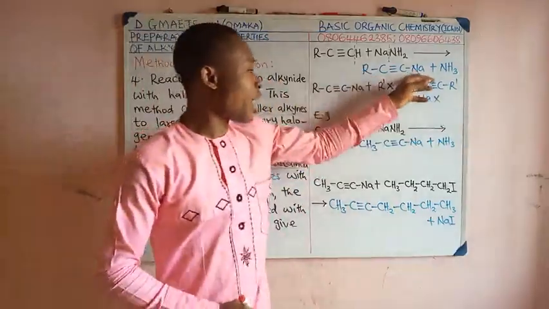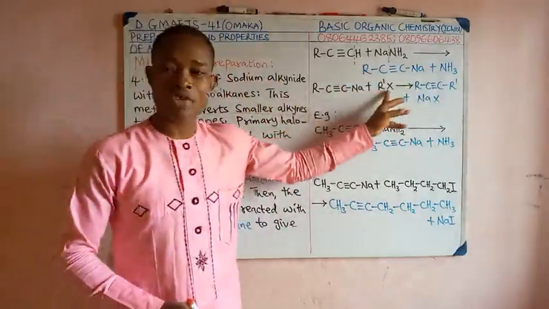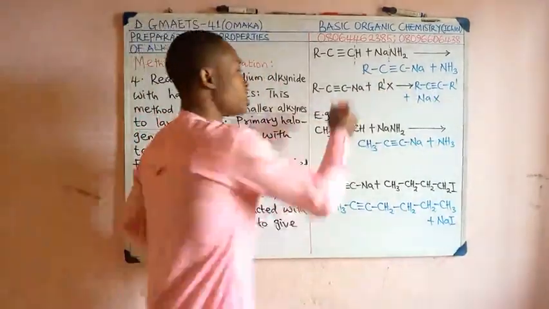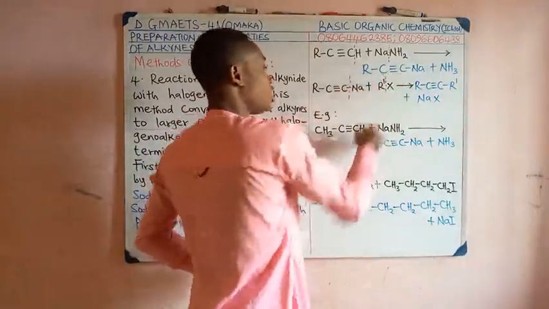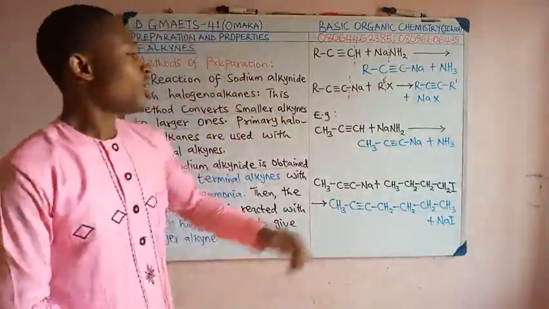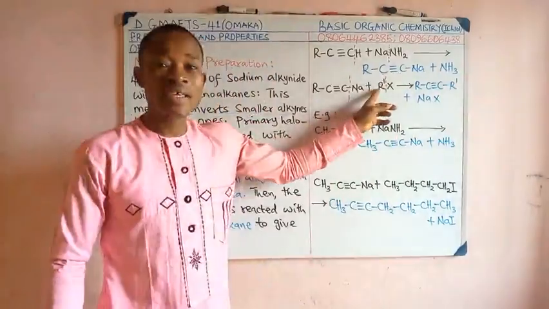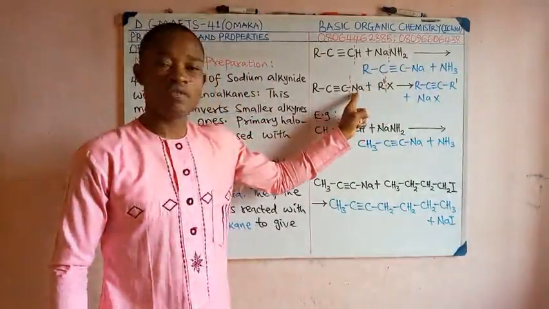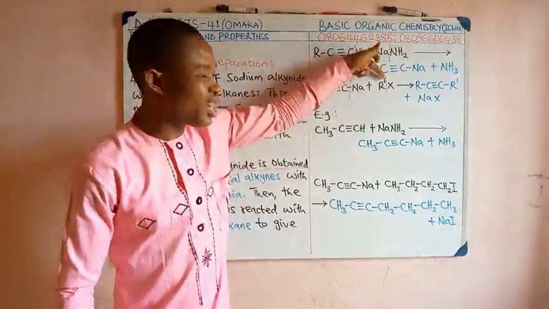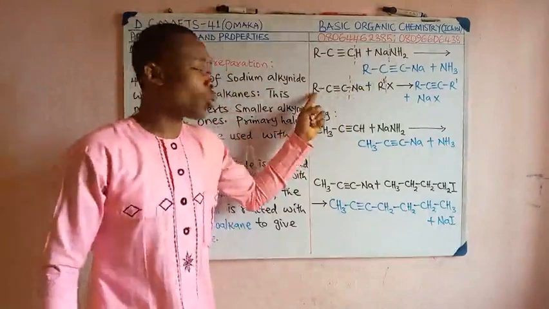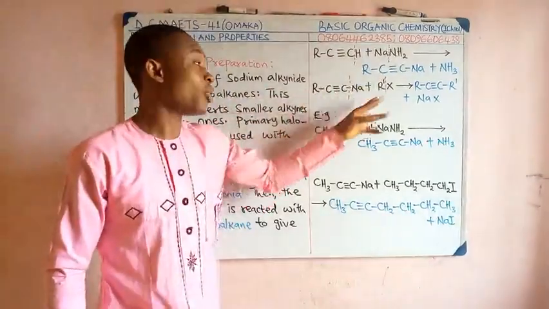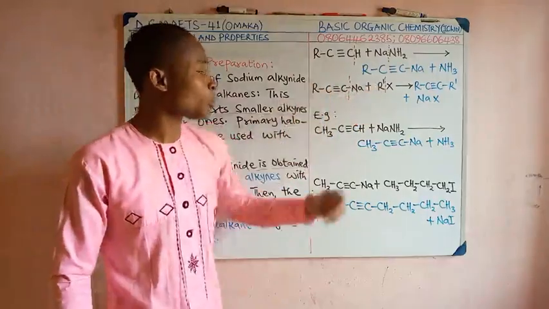Having obtained the sodium alkylate, the next is to react with the primary halogenoalkane, which in the process there will be a bond cleavage at this point still, and then this halogenoalkane will break at this point. Then this alkyl will take the position of this sodium. Please, this prime here is just to tell us that this R may or may not be equal to this R here. That is, the alkyls may or may not be equal.